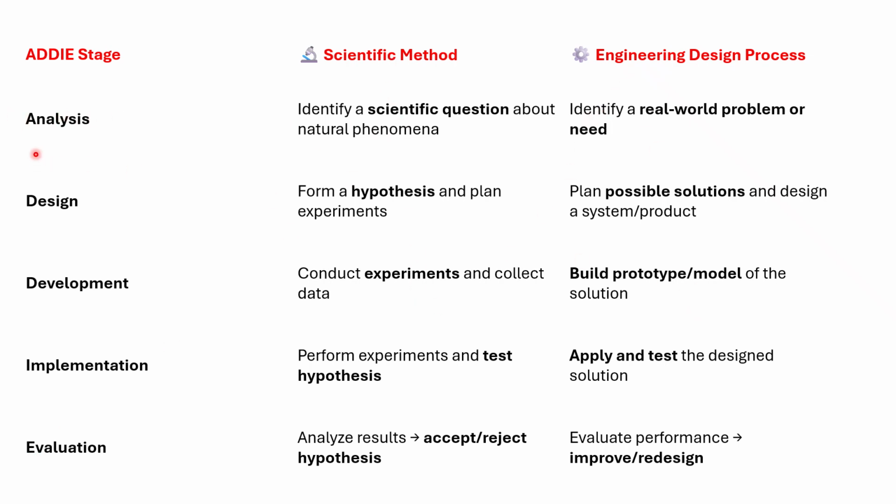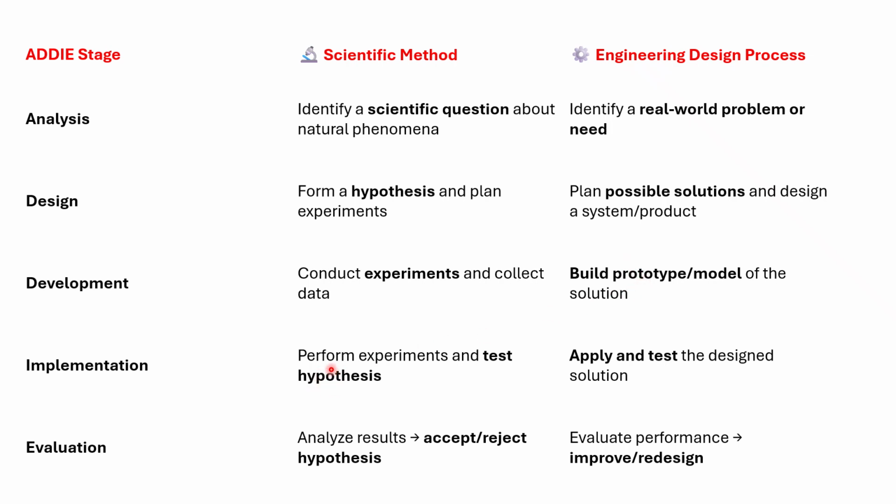In scientific method analysis, basically what we do is identify the scientific questions about natural phenomena. Whereas the analysis for the engineering design method is identifying the real world problem or a need. Then design: in the scientific method, form the hypothesis and plan some experiments. In the engineering design process, we have to plan possible solutions and design the system or a product. Then the development phase: in the scientific method, conduct experiments and collect the data. In the engineering design process, development is basically to build the prototype model of the solution.